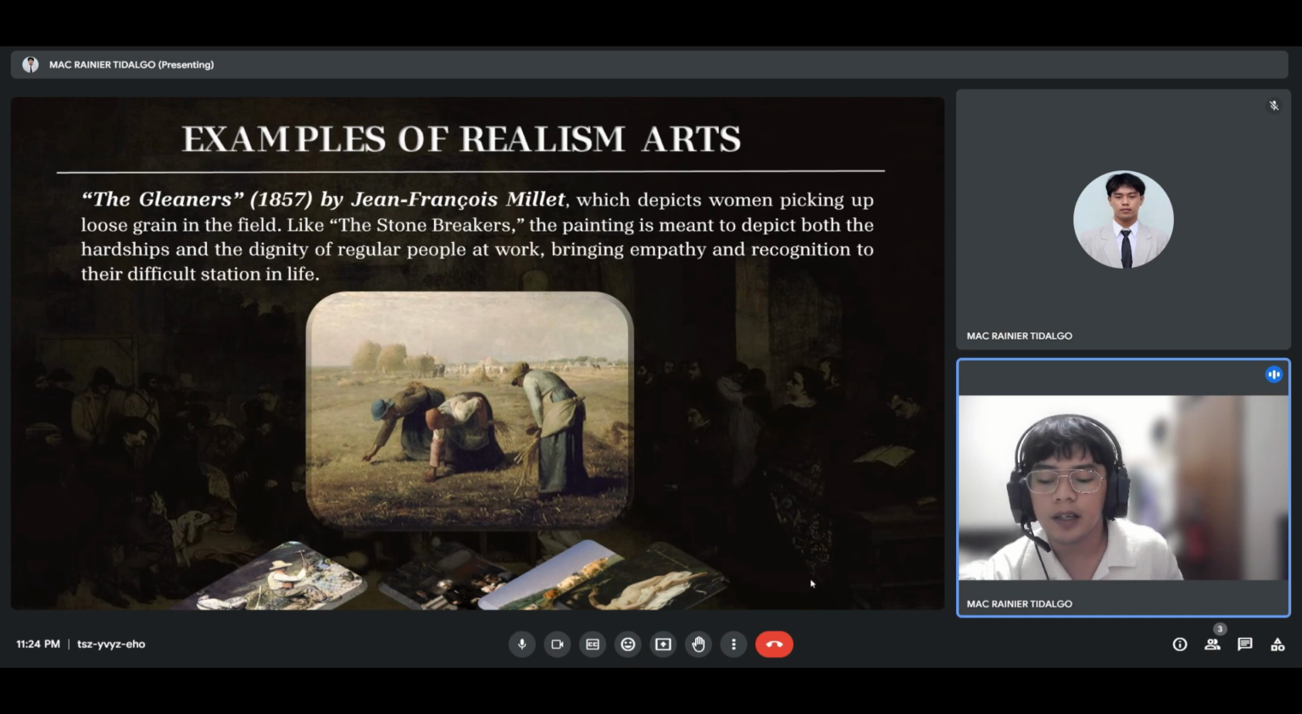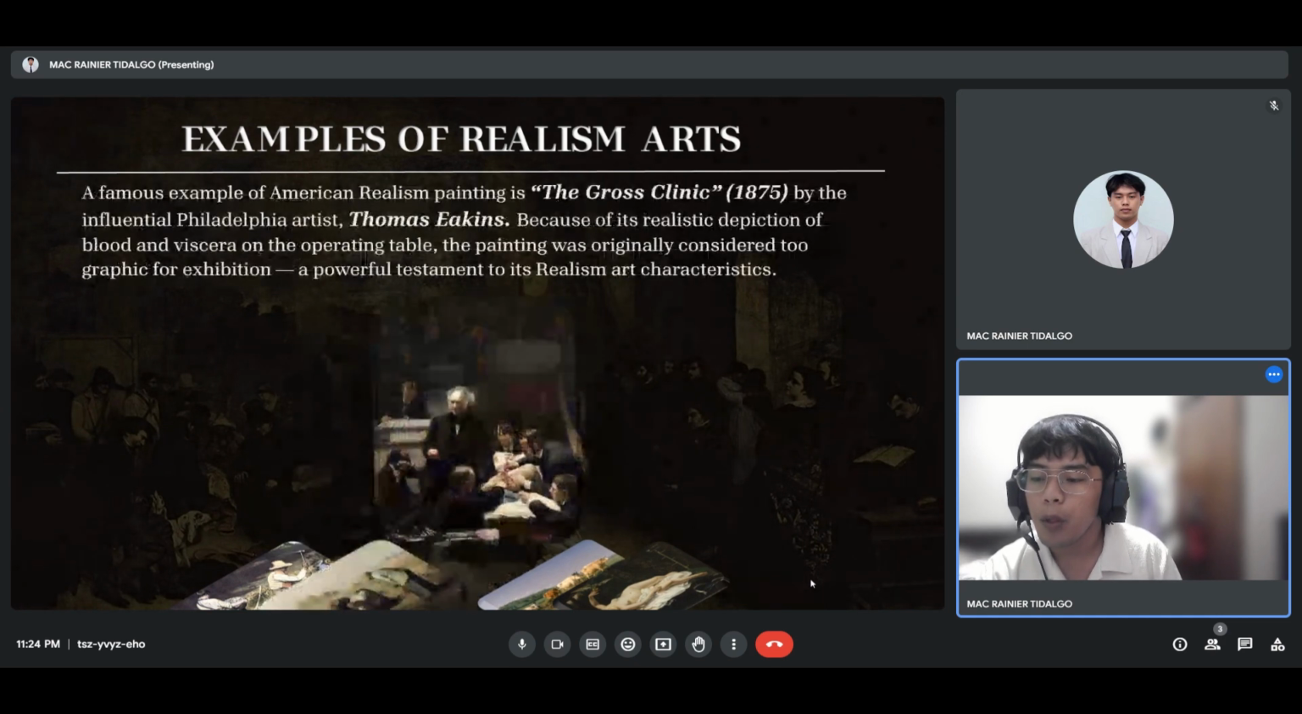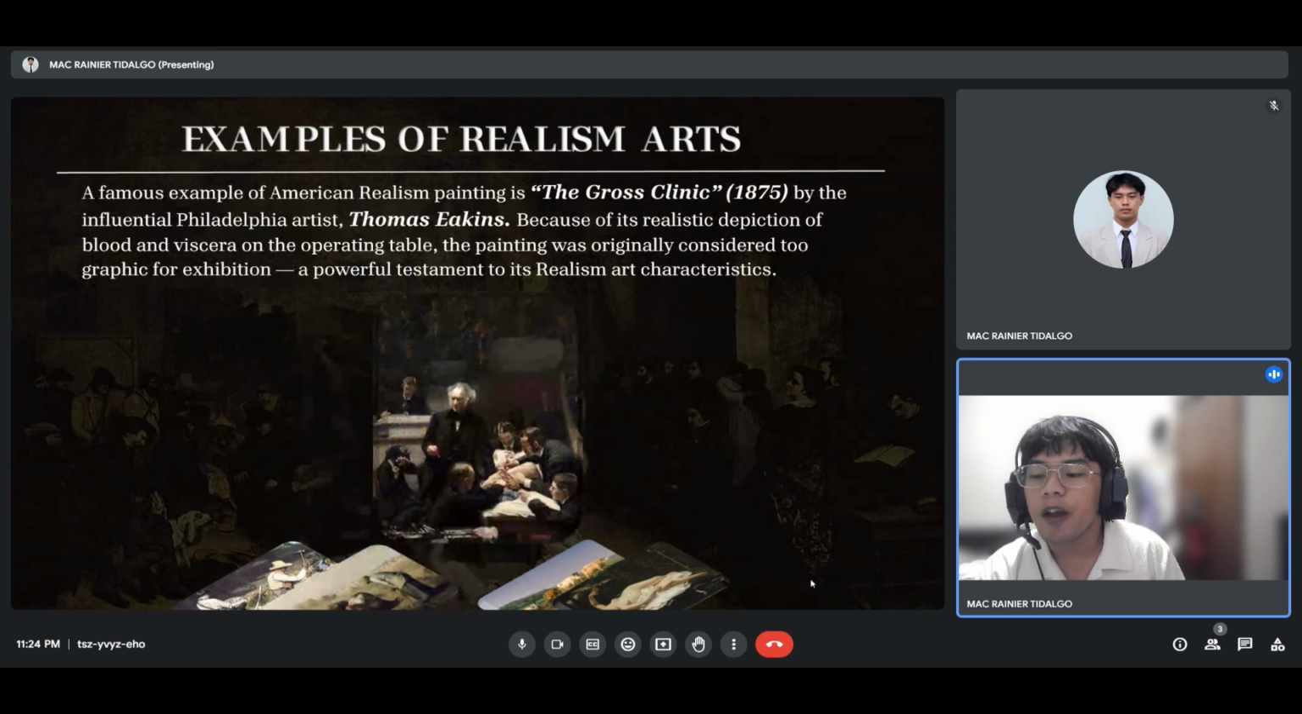So the next one is a famous example of American realism painting, The Gross Clinic, 1875, by the influential Philadelphia artist Thomas Eakins. Because of its realistic depiction of blood and viscera on the operating table, the painting was originally considered too graphic for exhibition, a powerful testament to its realism.